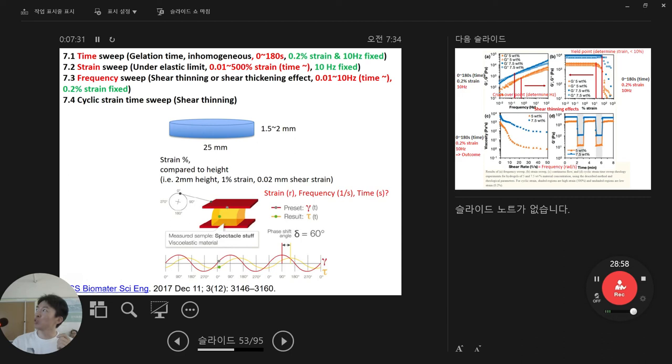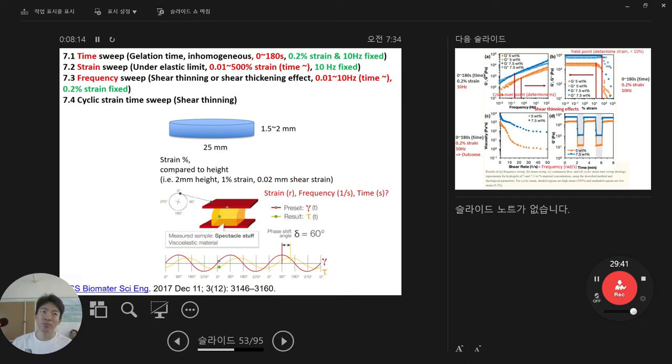What is a strain sweep? You can imagine the hertz is fixed, and you change the strain, for example from 0.1% to 500%, and then automatically over time they check it. Okay? And the strain sweep should always be measured under the elastic limit. This you should remember. I will show you the meaning of the elastic limit. And then for the frequency sweep, you can imagine only the frequency is changing, for example from 0.01 to 110 Hz, and the strain is fixed.